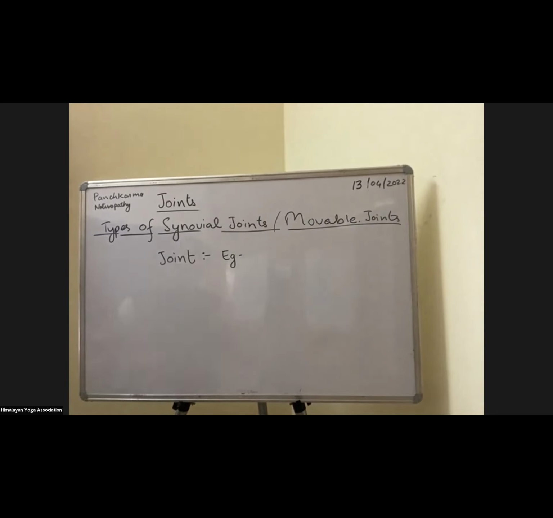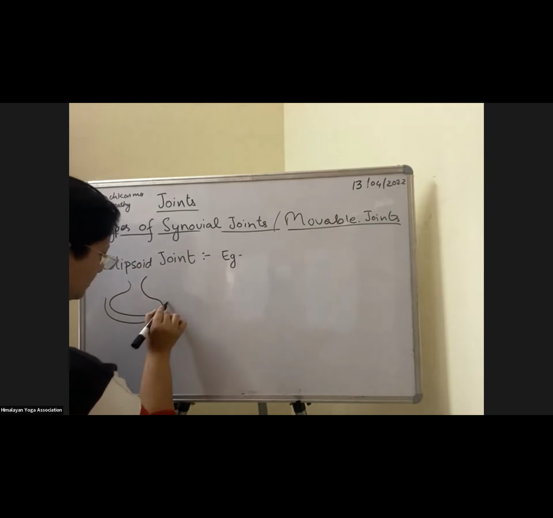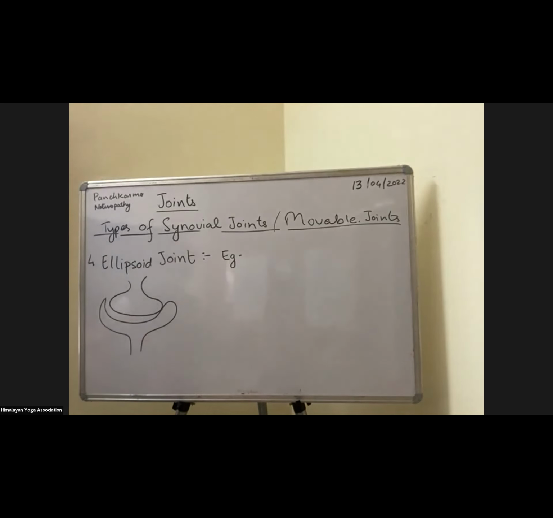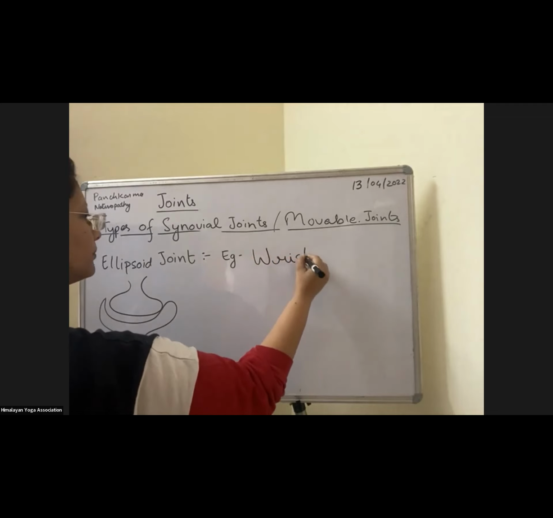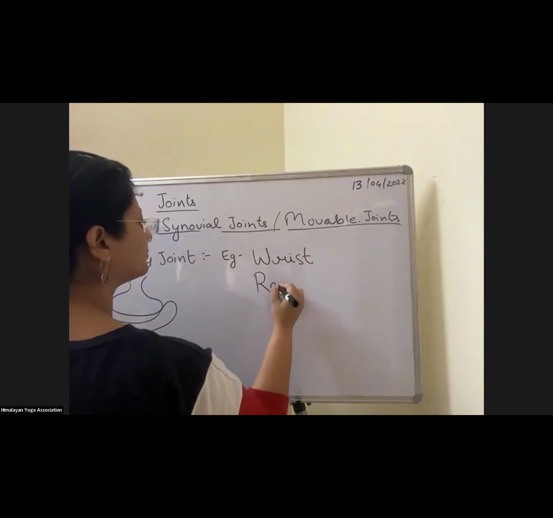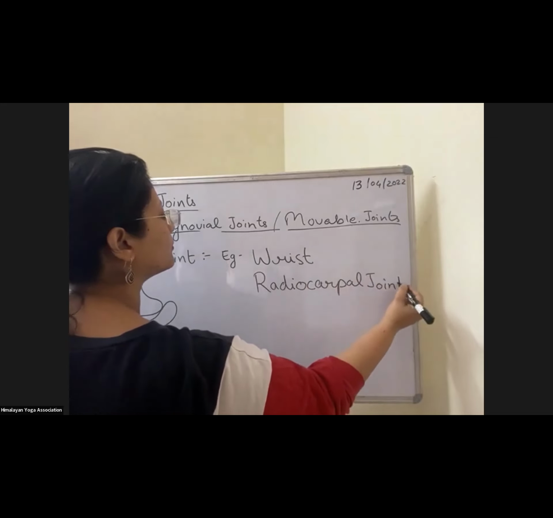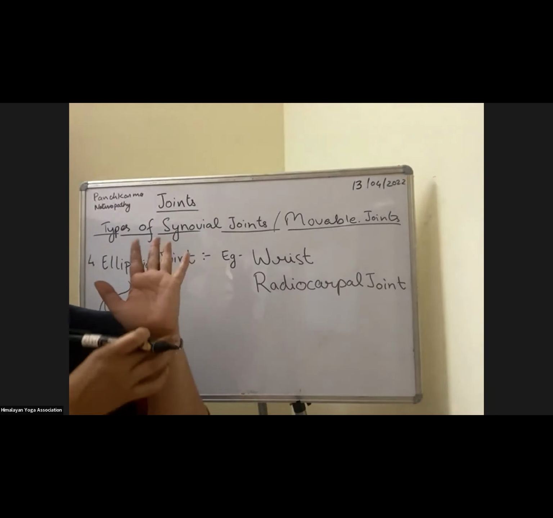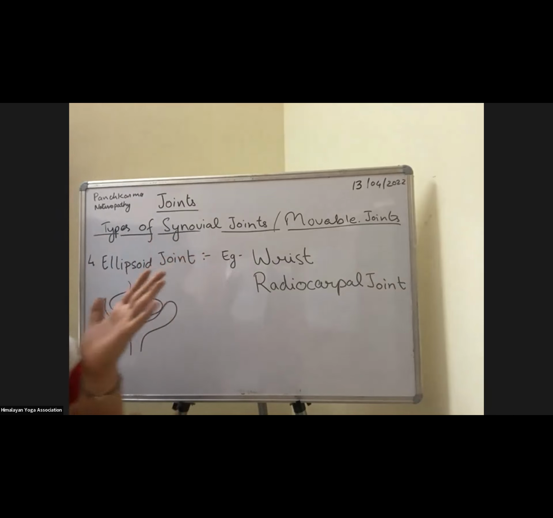Okay, now we have ellipsoid. In this, the bone is elliptical. In this, the example is the wrist. So this wrist joint, we have carpals here, and we have radius here. So this is the radiocarpal joint.